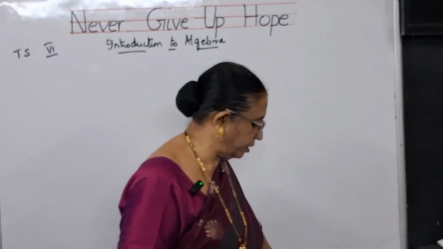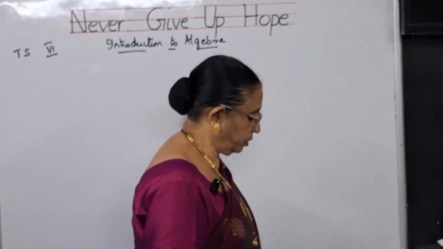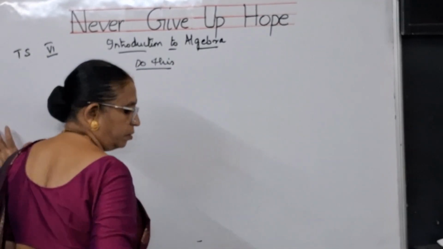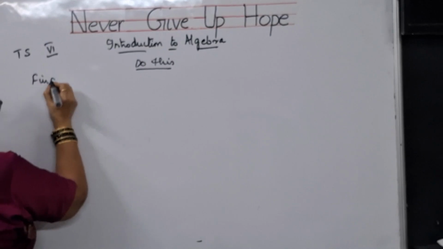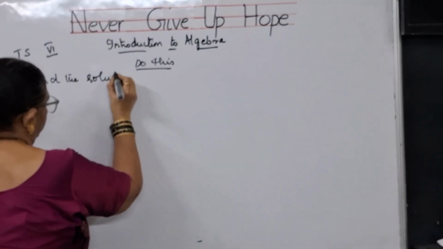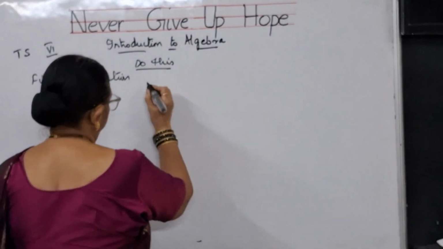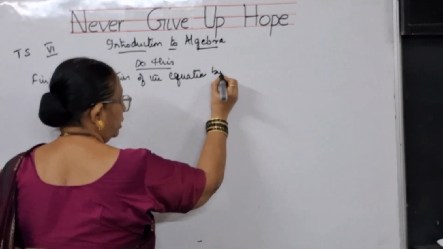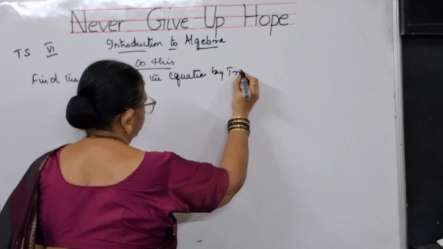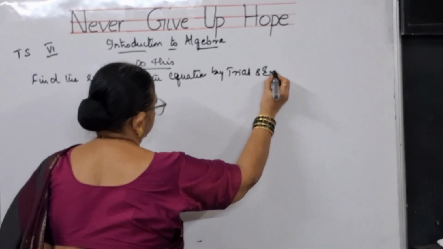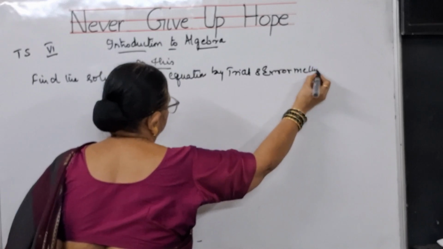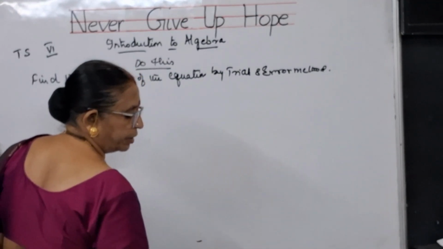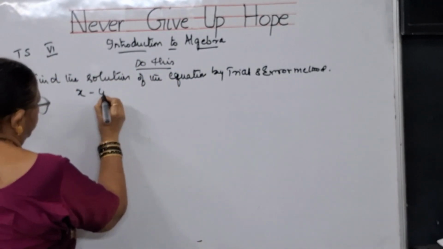Now let us do this sum. Find the solution of the equation by trial and error method. The problem is x minus 4 is equal to 2.